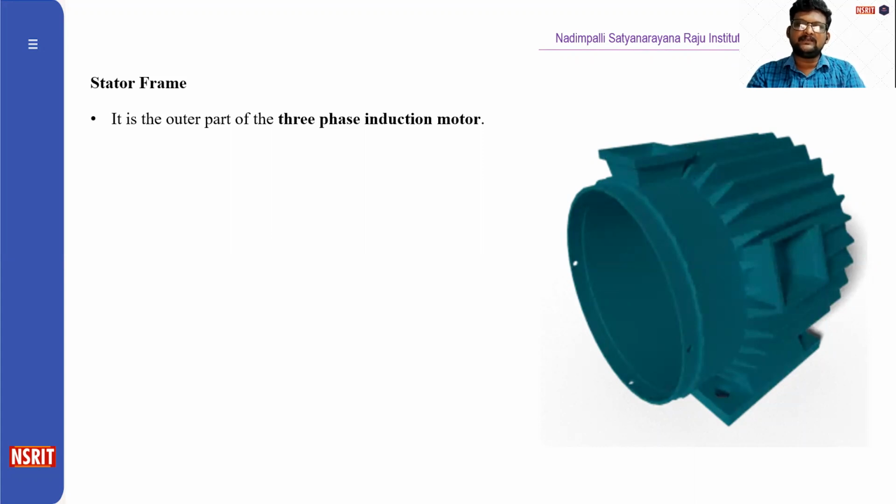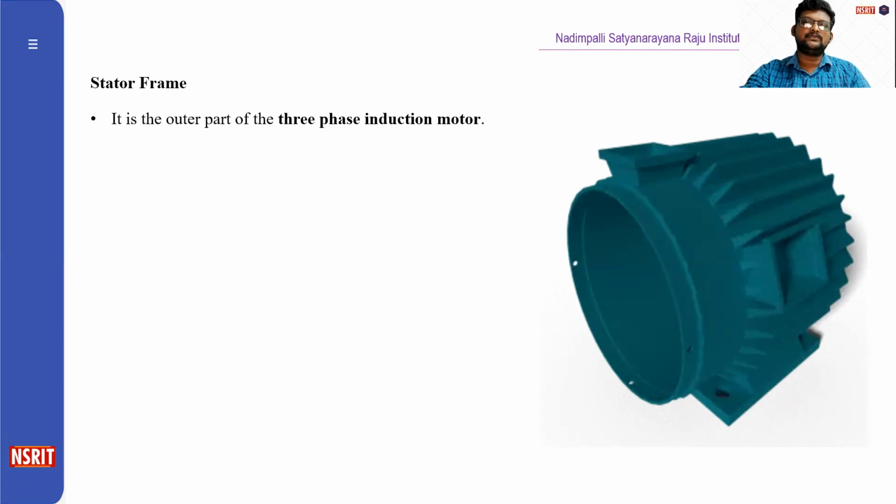It acts as a covering and provides protection and mechanical strength to all the inner parts of the induction motor. The frame is made of either cast or fabricated steel. The frame of a three-phase induction motor should be of strong and rigid construction. The air gap length of a three-phase induction motor is very small. Otherwise, the rotor will not remain concentric with the stator, which will give rise to unbalanced magnetic pull. This is about the stator frame.